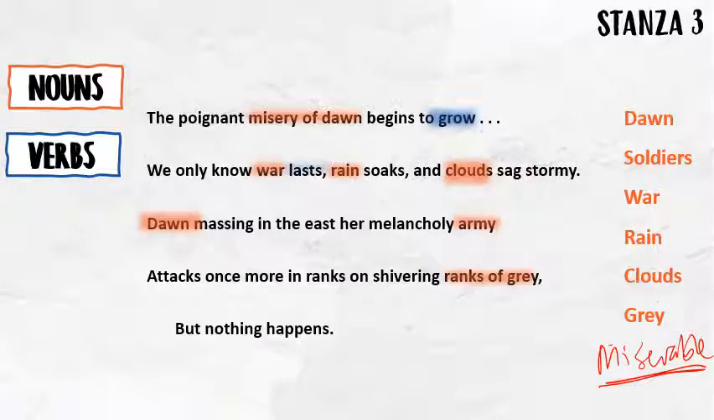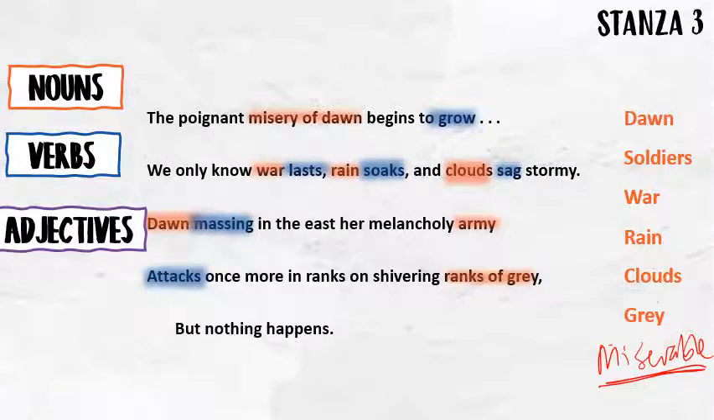Verbs: grow, lasts, soaks, sag, massing, attacks. So when you see the verbs, you see that actually the really active verbs, massing and attack, come from the dawn, not from the war. War lasts. It's there, always.